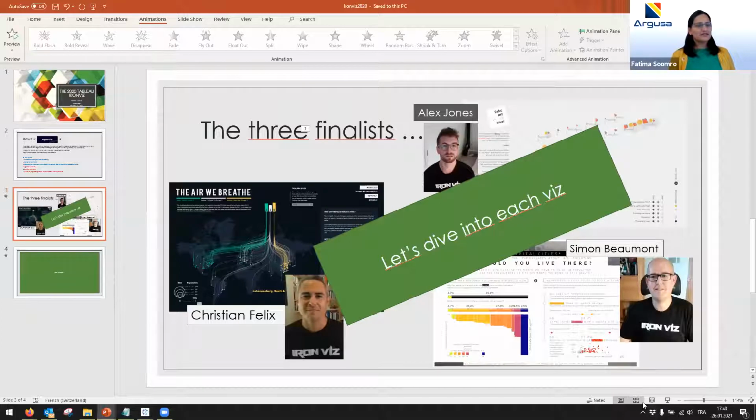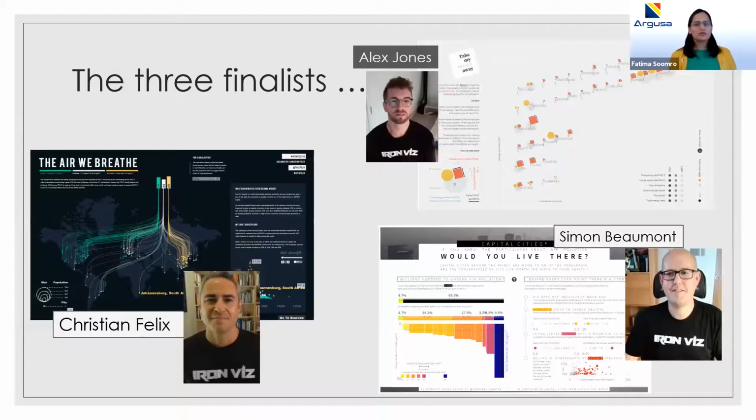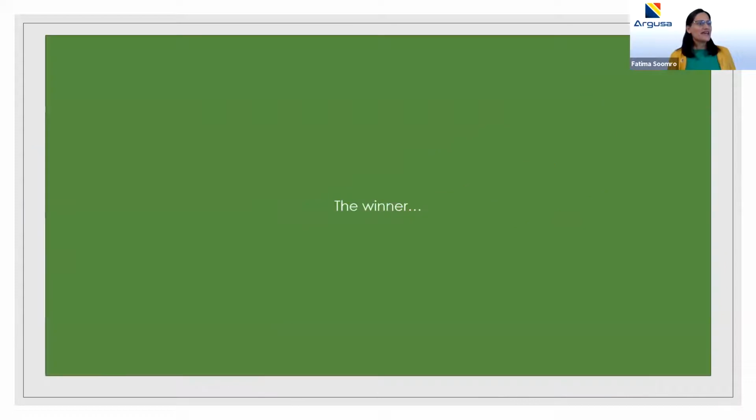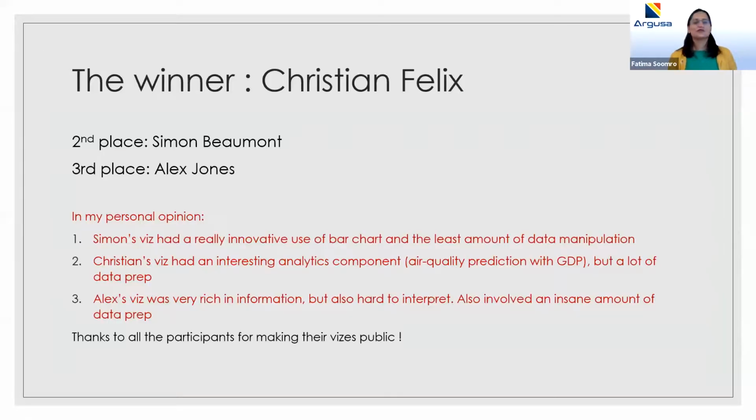So we have seen all these phases. I hope that I was able to explain how they have achieved this. Anyway, I will put this on Tableau Public so you can download. And the winner. I think I have given you an impression of what I liked and did not like, but the official winner was Christian Felix. The second place went to Simon, and the third place went to Alex.